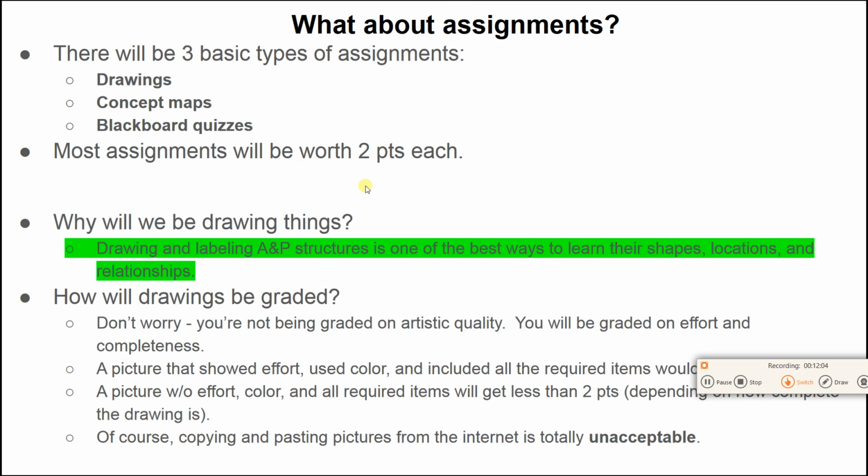Drawing things. Okay, why are we going to be drawing things? It's a great way to learn anatomy and physiology. "You draw it, you know it" is a general precept that I think is very, very true. Now, some of you may be like, well, I'm not a good artist. Doesn't matter. I'm not grading you on your artistic quality here. And you're not drawing so much as you might be copying, right? What matters is that you did it, you made an attempt, you included all the things you were supposed to. If you show me some effort, some color, and all the required items in a drawing, boom. 2 points out of 2 points. Perfect score, okay?